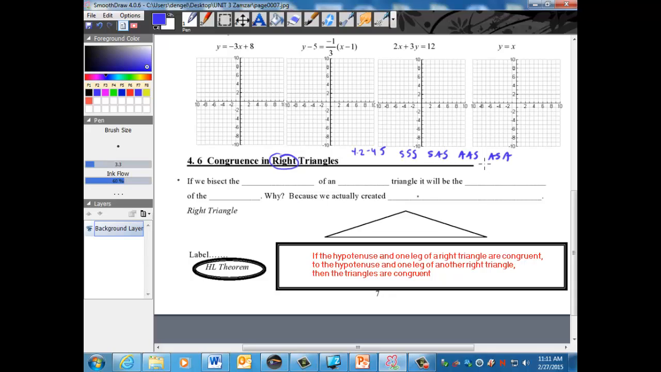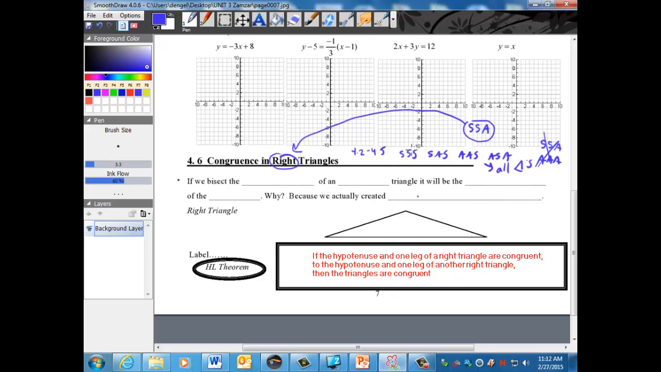Now, these rules work for all triangles, okay? And then there were two rules that didn't work for all triangles. That would be side, side, angle, and angle, angle, angle. These two did not work. What we're going to find out momentarily is that side, side, angle, or a form of it, will work when dealing with right triangles.